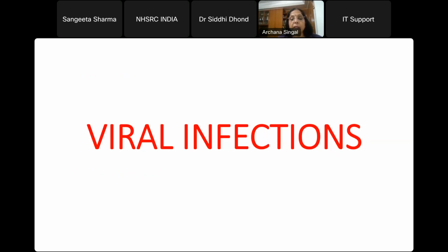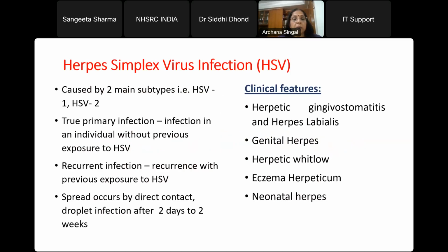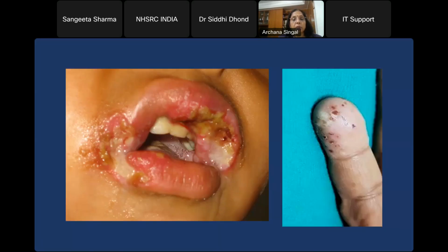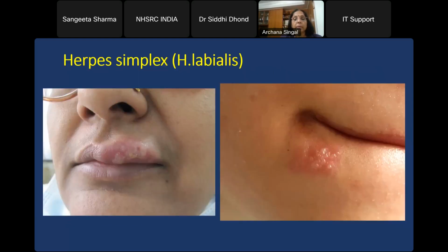Coming to viral infections, just 2-3. Next. So herpes labialis or herpes, this can present in different forms. Next. So these are herpes gingivostomatitis. This is herpetic whitlow. Next. But more common is this. This picture is very common.